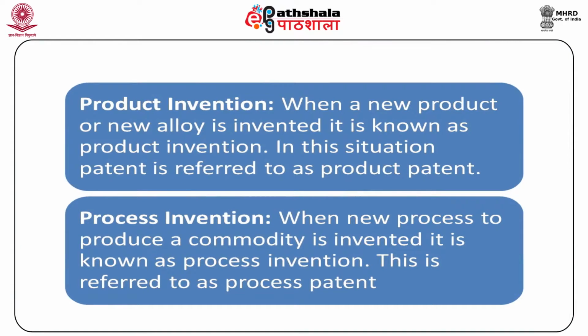Inventions can be divided into number 1, product inventions. When a new product or new alloy is invented, it is known as product invention. In this situation, patent is referred to as product patent. Number 2, process invention. When new processes to produce a commodity are invented, it is known as process invention. This is referred to as process patent.